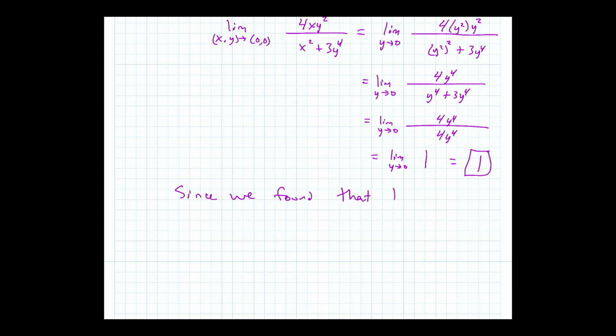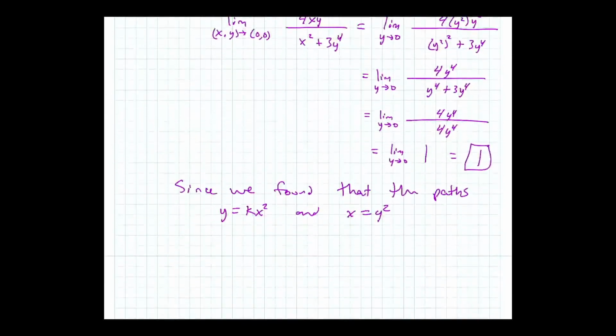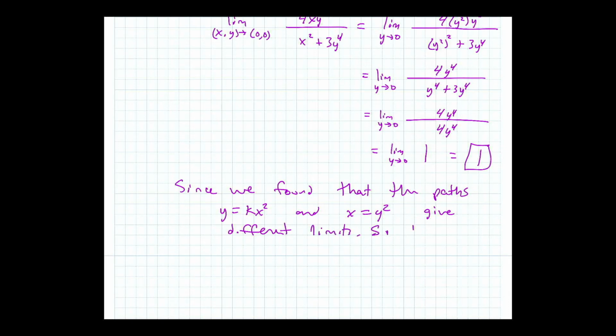So since we found that the paths y equals kx squared and x equals y squared give different limits, there is no limit. So it must not exist.